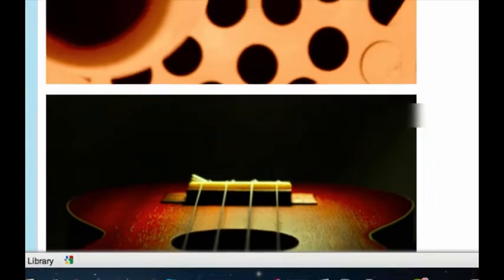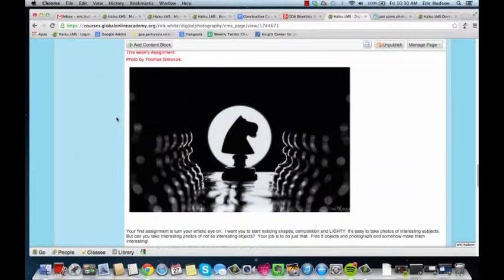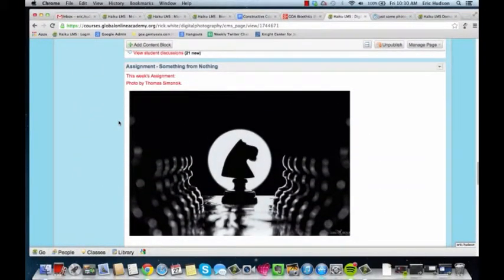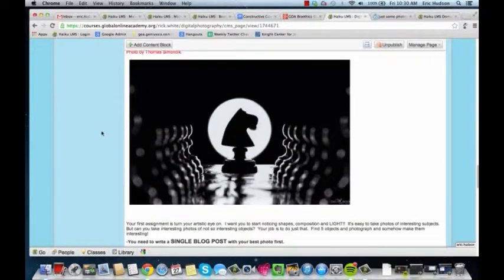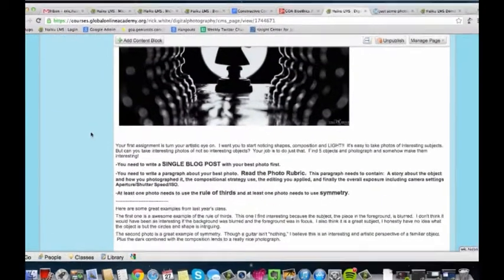The last example has to do with our digital photography class, and this is Rick's assignment. It's called Something from Nothing. The assignment is for the students to photograph something in their lives that they consider to be incredibly mundane, but compose the photograph in a way that makes that mundane object exciting. And so it's a great assignment, and the instructions are also great.